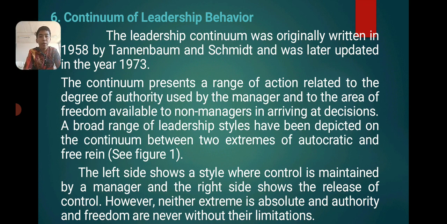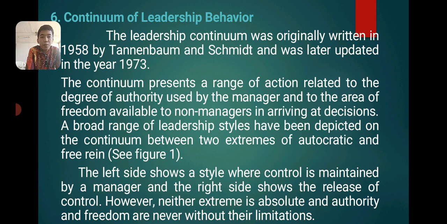Continuum of leadership behavior. The leadership continuum was originally written in 1958 by Tannenbaum and Schmidt and was later updated in the year 1973. The continuum presents a range of action related to the degree of authority used by the manager and to the area of freedom available to non-managers in arriving at decisions.